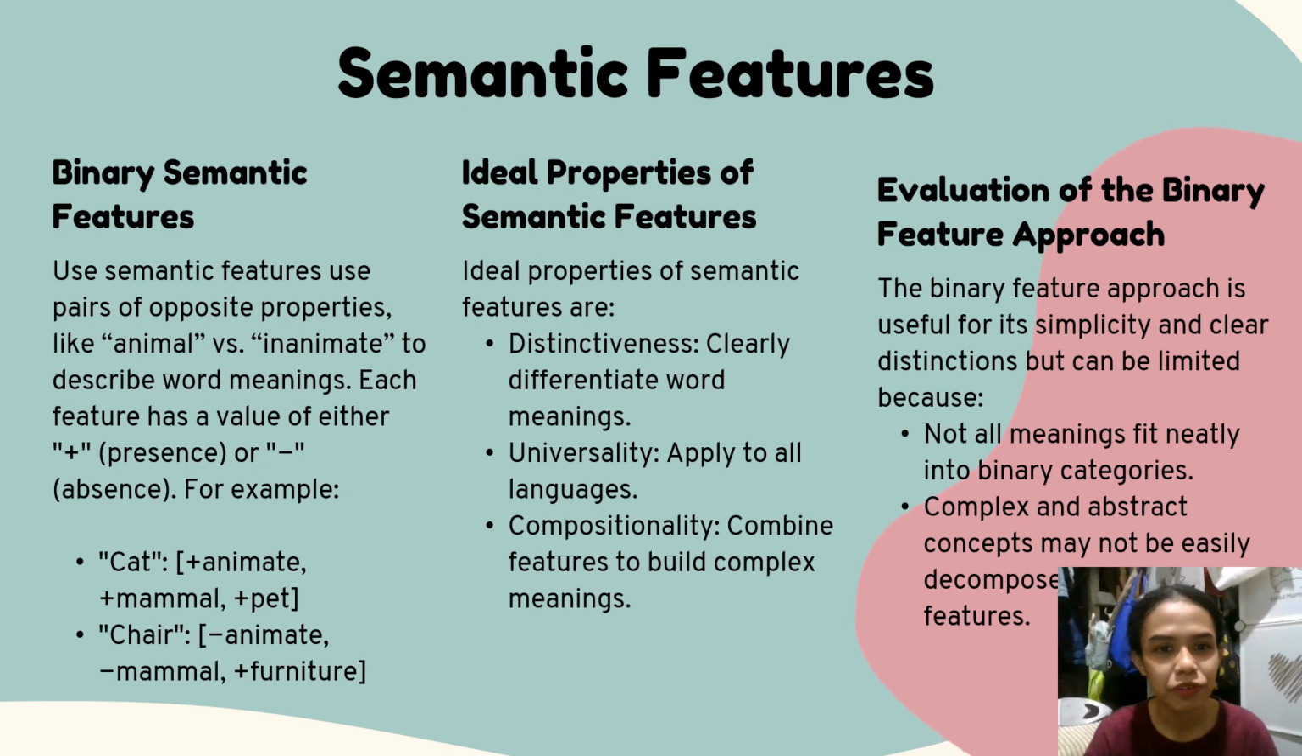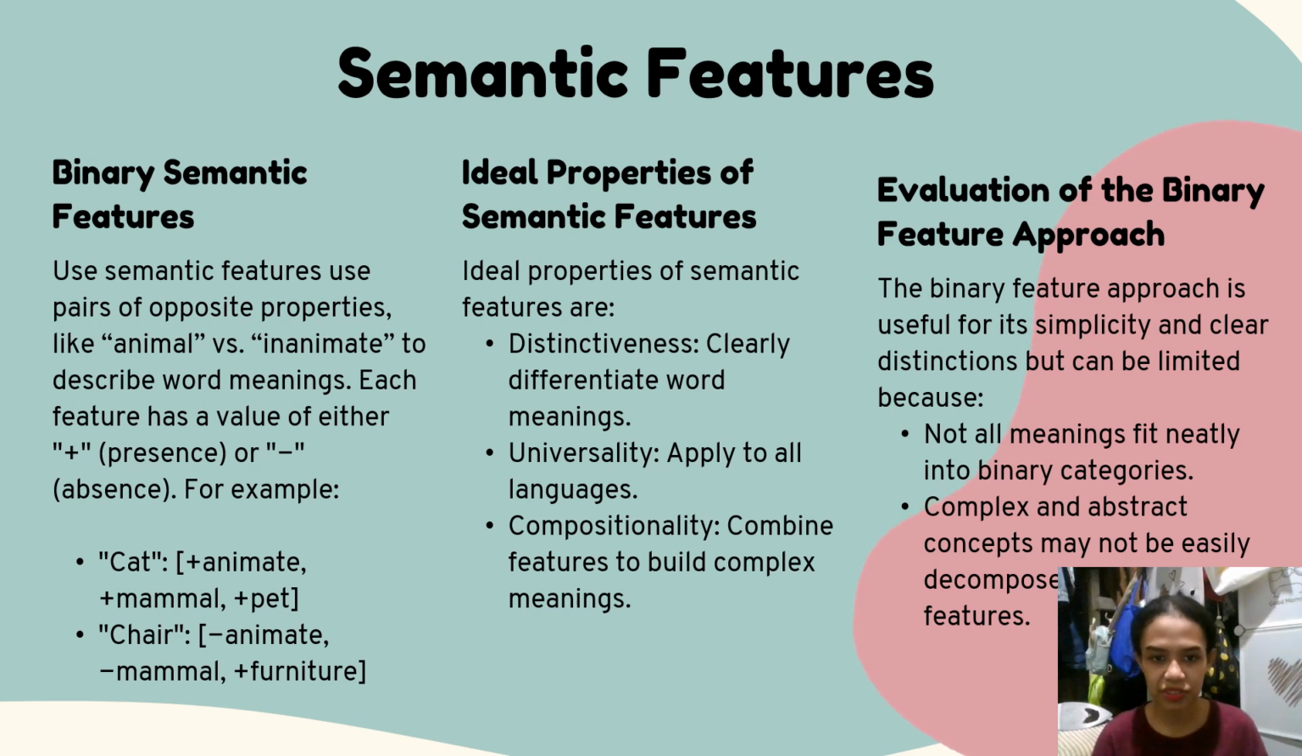Alright, we move to semantic features. Semantic features have three parts, starting with binary semantic features. Semantic features use pairs of opposite properties like animate versus inanimate to describe word meanings. Each feature has a value of either plus for presence or minus for absence. For example, cat: plus animate, plus mammal, plus pet. Chair: minus animate, minus mammal, plus furniture.